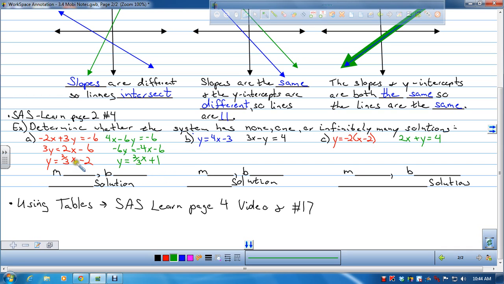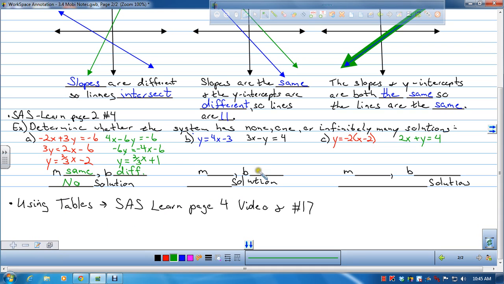Okay, so now I'm going to compare my slopes and my y-intercepts. My slopes are the same. Okay. The same. My y-intercepts are different. Well, what does that say about those? They're going to be going the same way. They've got the same slope, but they're at different locations. So that matches this one right here, right? These two lines are going to be parallel, therefore there will be no solution.